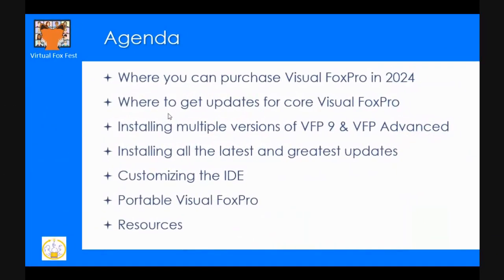So today our agenda is really to get Visual FoxPro and all the components aligned on your machine as up to date as you could possibly be. We're going to start out with where you can purchase Visual FoxPro. We're going to talk about all the updates to the core parts of Visual FoxPro. We're going to install multiple versions of VFP for those who need those, including VFP9 and VFP Advanced, installing all the latest and greatest updates, and how you can then customize the IDE to your liking. We'll quickly cover what is known as portable Visual FoxPro on a thumb drive.